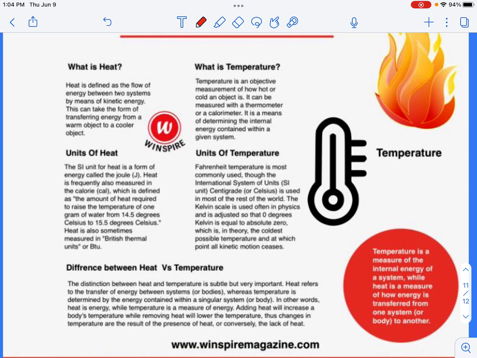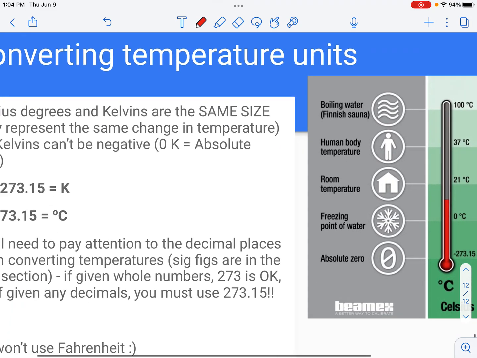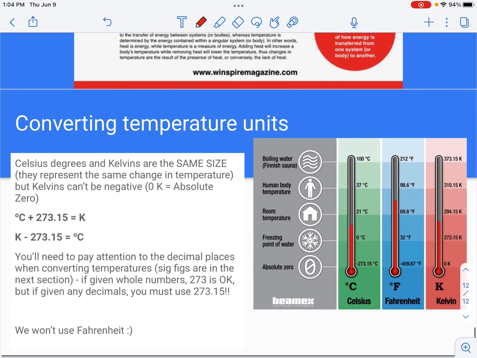So this is really good to read. You can come back and read all this, stop the video if you'd like, so that you can read all this and kind of get an idea, but this is kind of a complex concept, so it's important that you have a good understanding of that. Okay, and then finally, converting temperature units.